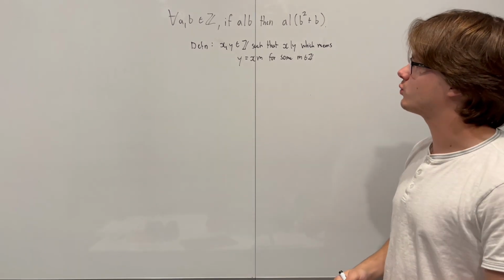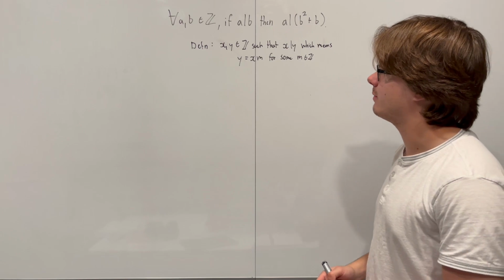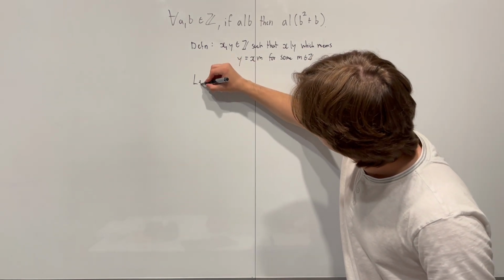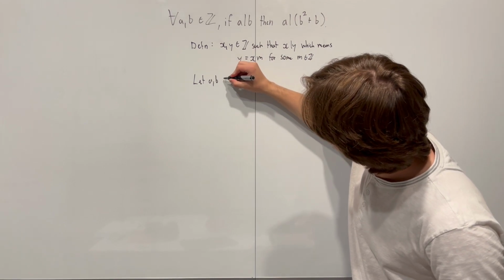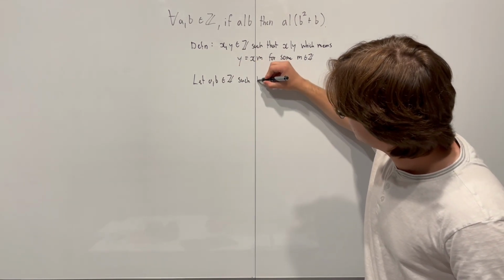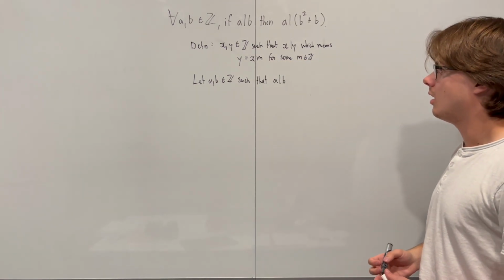How do we prove this? Well, this is a for all statement. And how do we prove all of our for all statements? Well, we begin with the word let. We say, let a and b be integers such that a divides b.